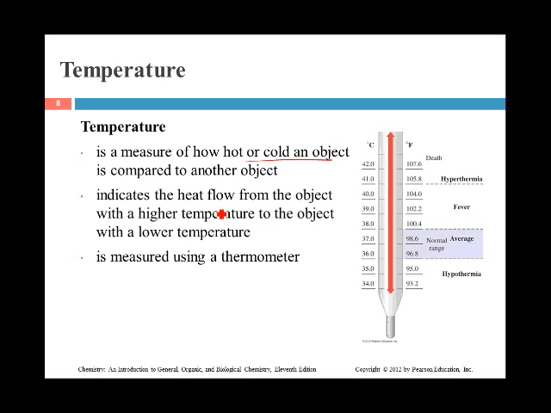Remember that heat always flows from higher temperature to lower temperature. The molecules are moving fast when it's hotter. They're moving faster, and so they're going to start moving the slower molecules faster. That's how the heat gets transferred.